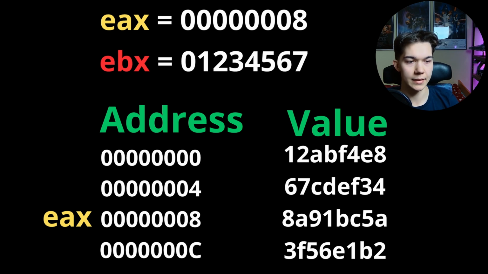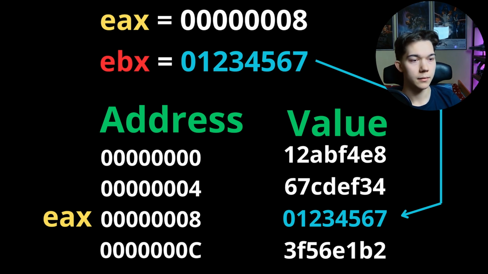See that EAX holds an address 000 etc 8, and EBX is a value. This value is not present here. If we execute this instruction, the value inside EBX will be copied to this address.